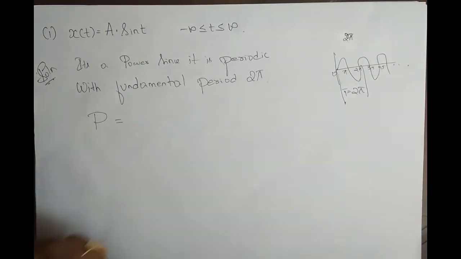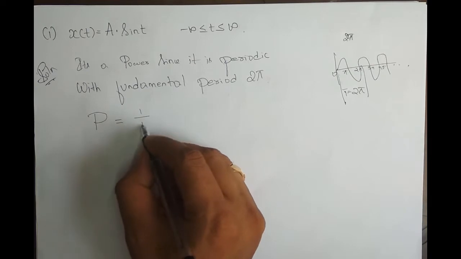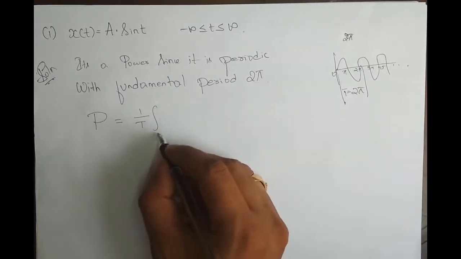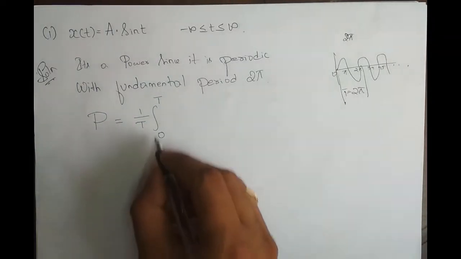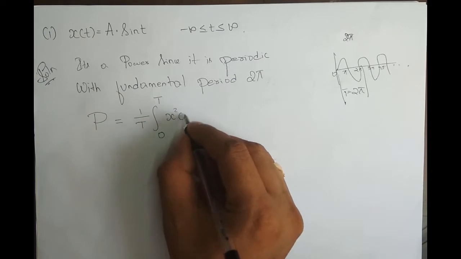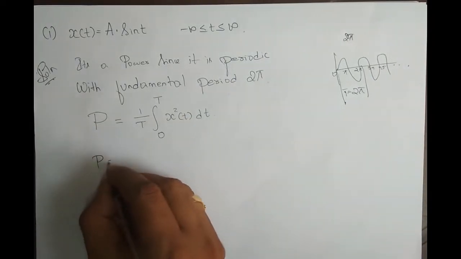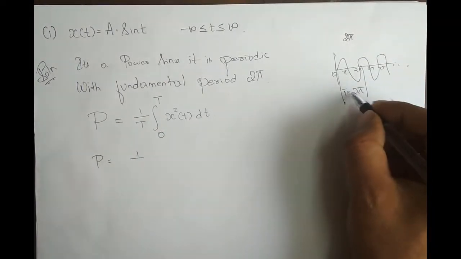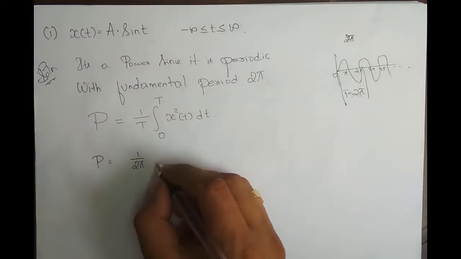So what is the formula to find power of a signal? It is average power. So 1 by capital T into integrating from 0 to T. I'll take one complete period from 0 to T, the square of the given signal, x square of t dt. Okay, so P is equal to 1 by, what's the fundamental period of a sine wave? It is 2 pi, right? So 1 by 2 pi.